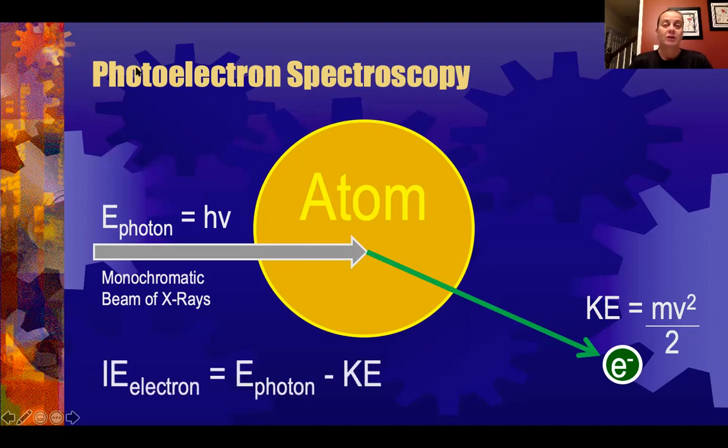So we know how much energy we put in the form of a photon. We know how much energy came off in the form of kinetic energy. And so we know that the rest of the energy from the photon must have gone into the effort of removing that electron from the atom. And so we can say that the ionization energy, the energy it would require to remove that particular electron, is equal to the energy of the photon minus the kinetic energy of the electron as it comes off.